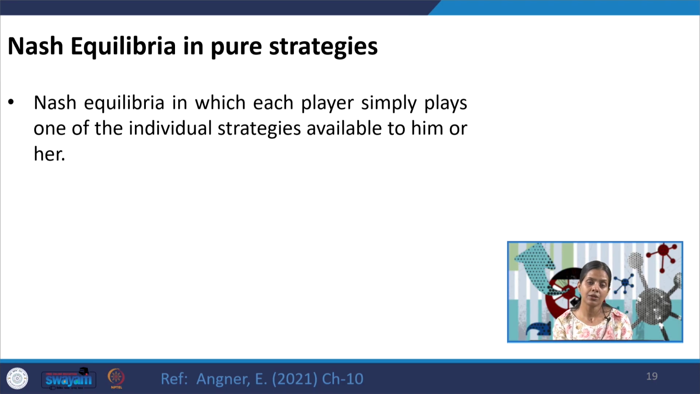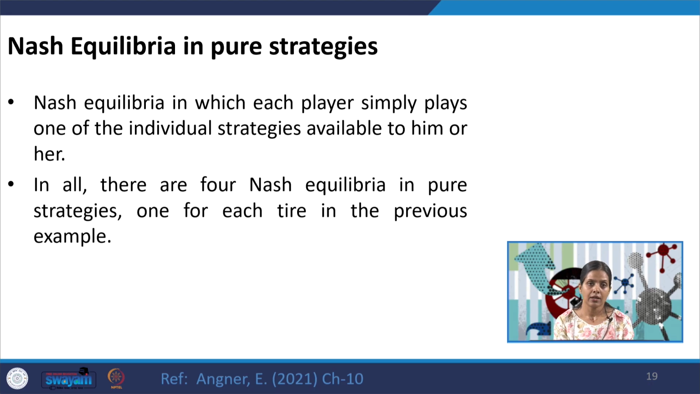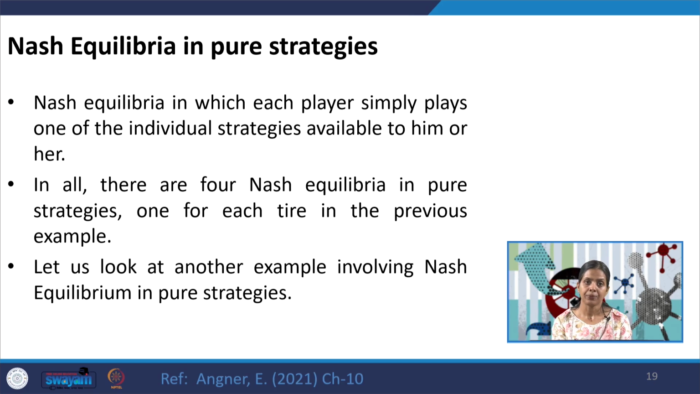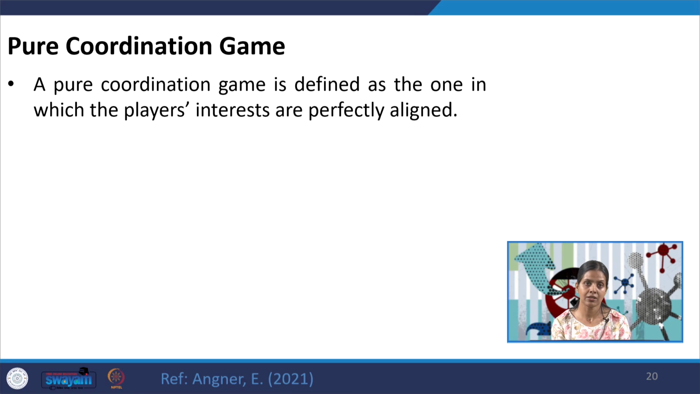Nash equilibria in which each player simply plays one of the individual strategies available to him or her. In all, there are 4 Nash equilibria in pure strategies, as I have already shown you, one for each tier in the previous example. Let us look at another example involving Nash equilibrium in pure strategy. We call it a pure coordination game.